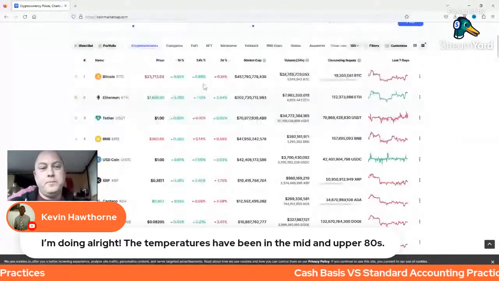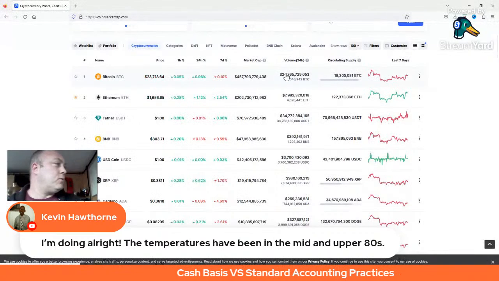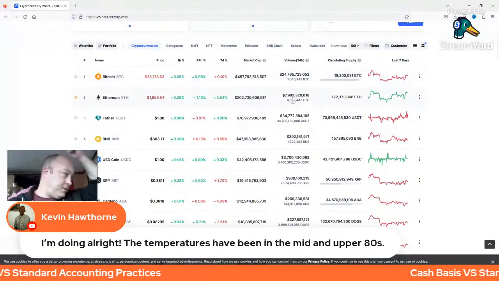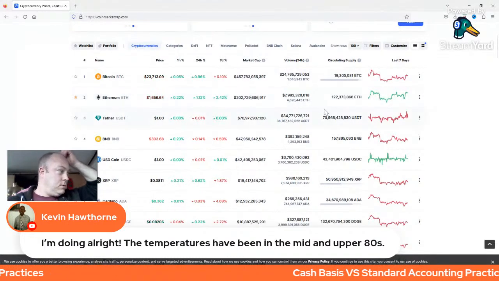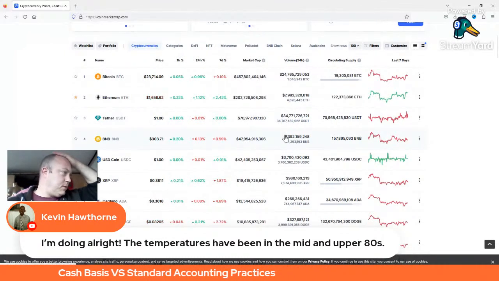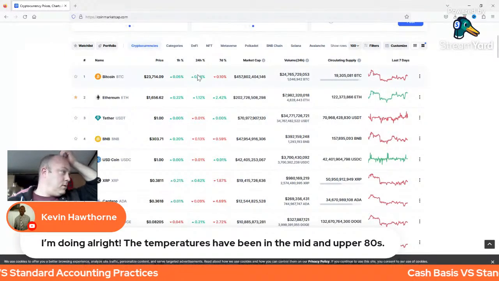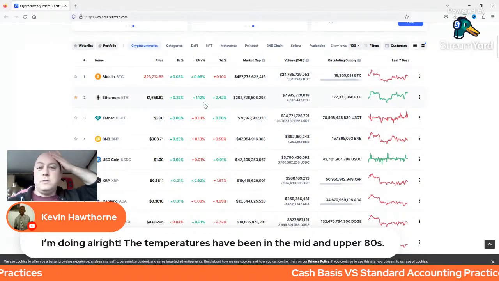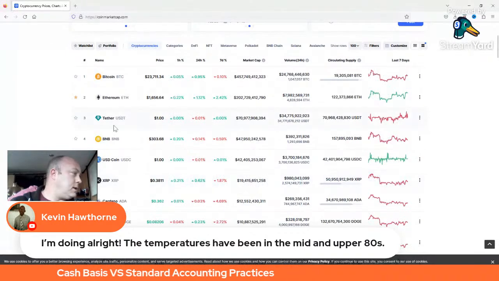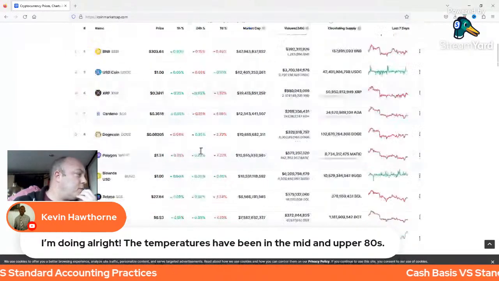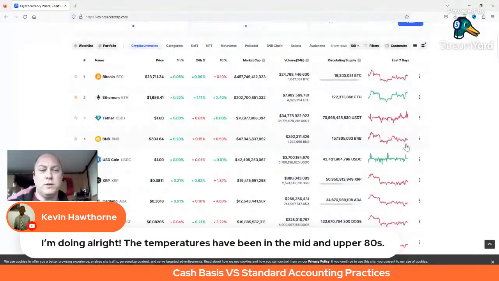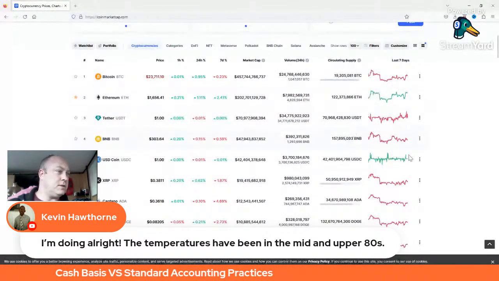Anyway, 24-hour volume for Bitcoin, 24 billion. Ethereum at 7.89 billion. Binance Coin at 392 million. So a little bit up. Bitcoin's up almost 1%. Ethereum's up just over 1%. XRP up 0.62. All the others, it's a bit of a mixed bag really. If you look at the market, they tend to move in line with each other. Ignore the stablecoins.